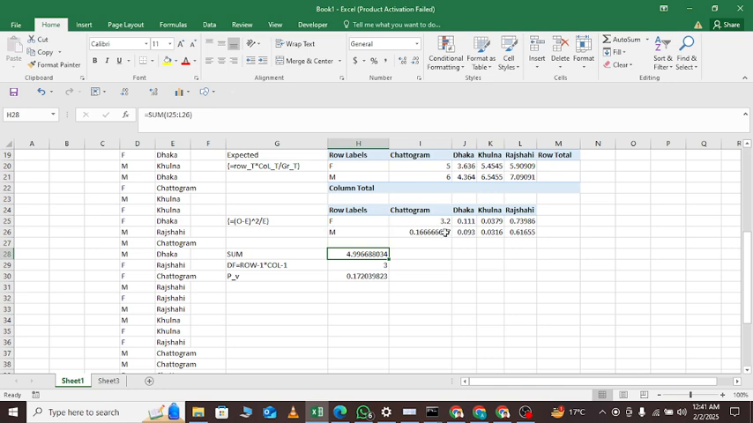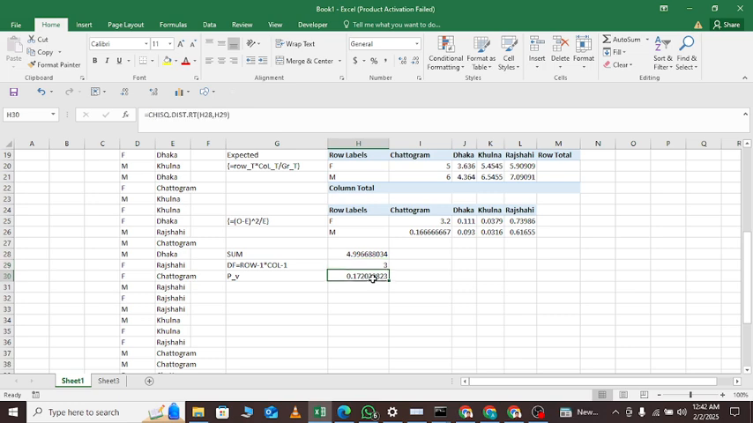Then we find the degrees of freedom. By definition, it is row minus 1 times column minus 1. There are 2 rows, so 2 minus 1, times 4 columns, 4 minus 1, which is 3, so the degrees of freedom is 3. Then we use CHISQ.DIST.RT with the chi-square test value and the degrees of freedom.